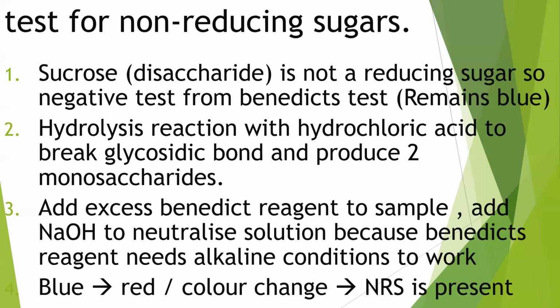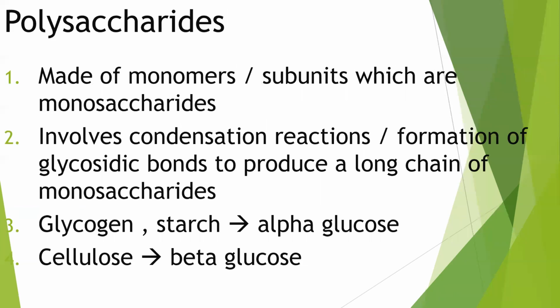Then you can add the Benedict's reagent. So you add excess Benedict's reagent to the sample and then use NaOH, because Benedict's solution can only work in alkaline conditions. Then you can basically see blue, which is no reducing sugar present, change to a color, like I mentioned here: green, yellow, orange, or brick red precipitate. And if there's a color change, non-reducing sugar is present. So the next thing you need to know is polysaccharides. These are made from monomers or subunits, and the subunits are monosaccharides.